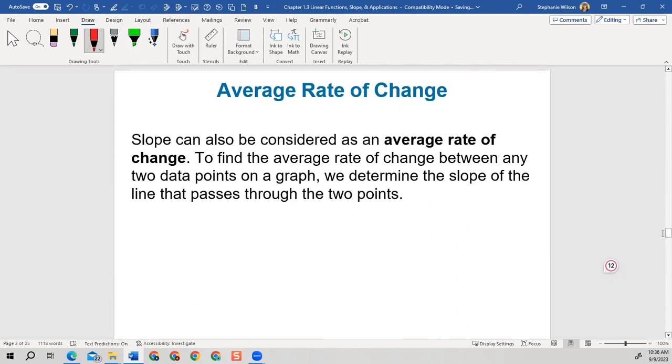Okay, so their average rate of change is going to be the sum divided by the number of them. In this case, it says the slope can also be considered as the average rate of change. To find the average rate of change between any 2 data points on the graph, we determine the slope of the line that passes through the points. Businesses love this method because they can determine if they're averaging an increase or a decrease over a period of time.